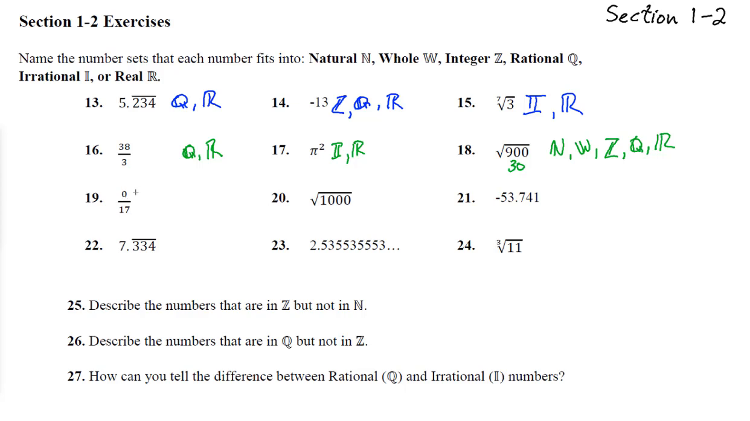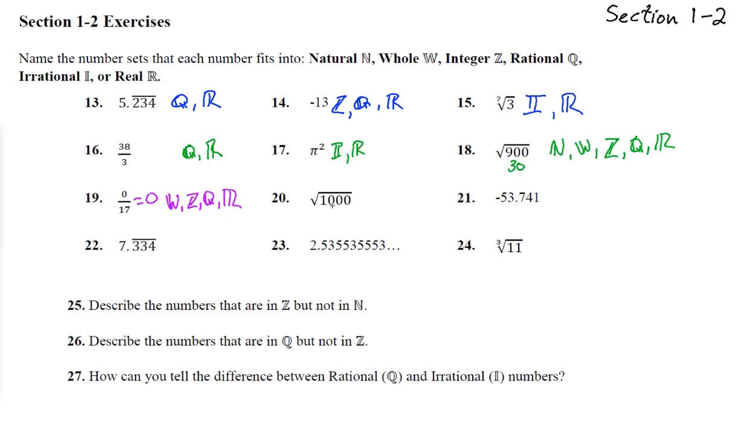Excellent. 0 over 17. What is 0 over 17? This equals 0, which is just a normal number. It is not natural, however, so it is just whole, and then everything bigger than that: integer, rational, and real. Good.